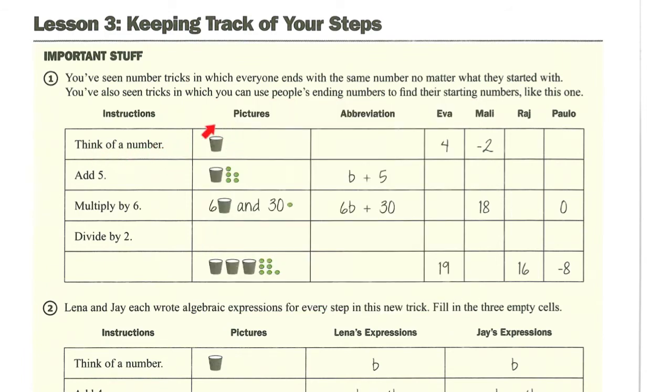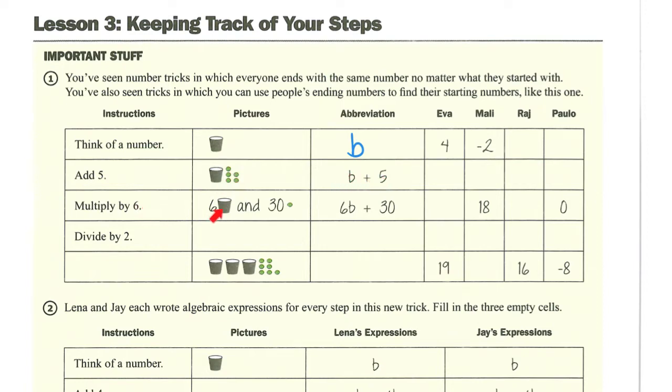When they say think of a number, that's just going to be represented by a bucket, or abbreviation-wise, just the B, because we don't know what's in there, right? The bucket could be holding anything. Next step here, we're adding 5. That's going to be adding on those 5 dots, and we see B plus 5.